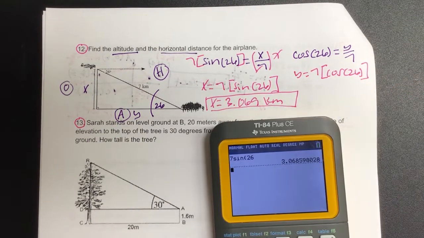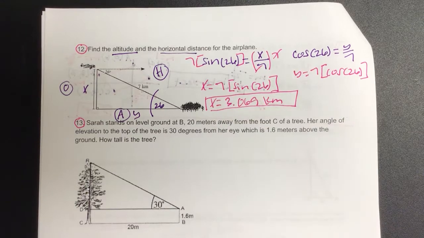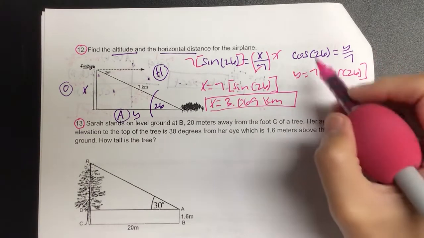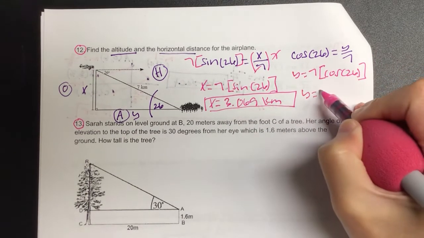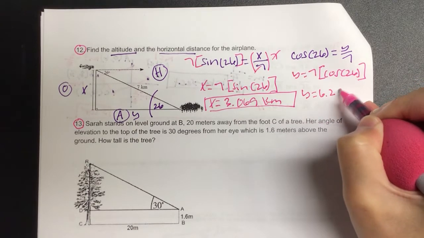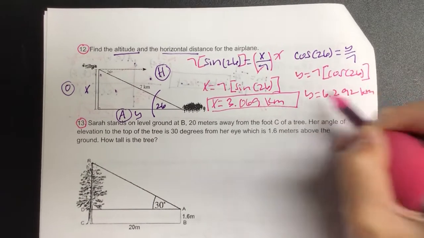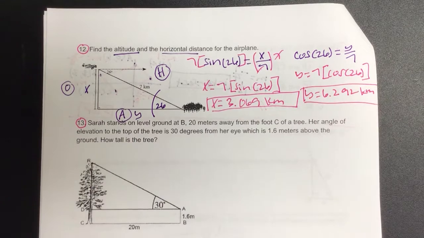Let's type that in. And I want that to be 3 decimal places. So 6.292 kilometers. Boom.